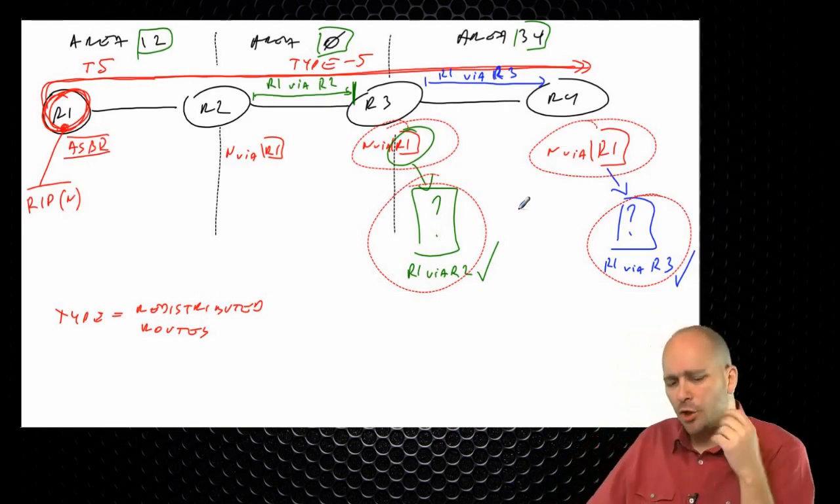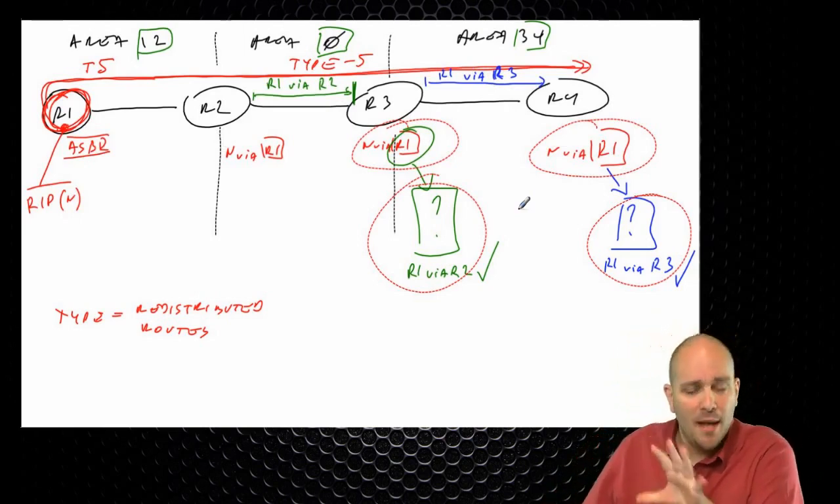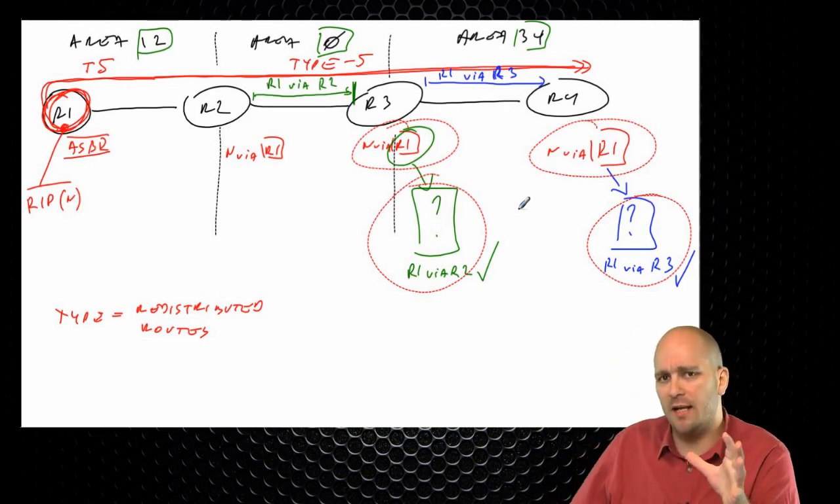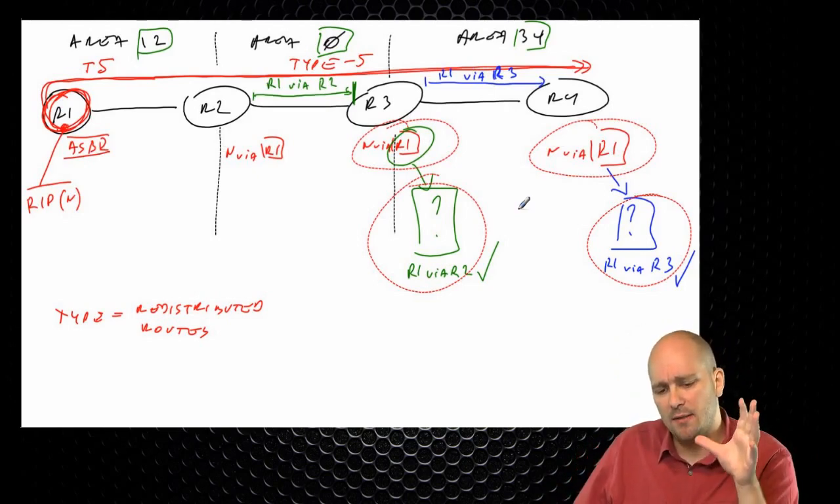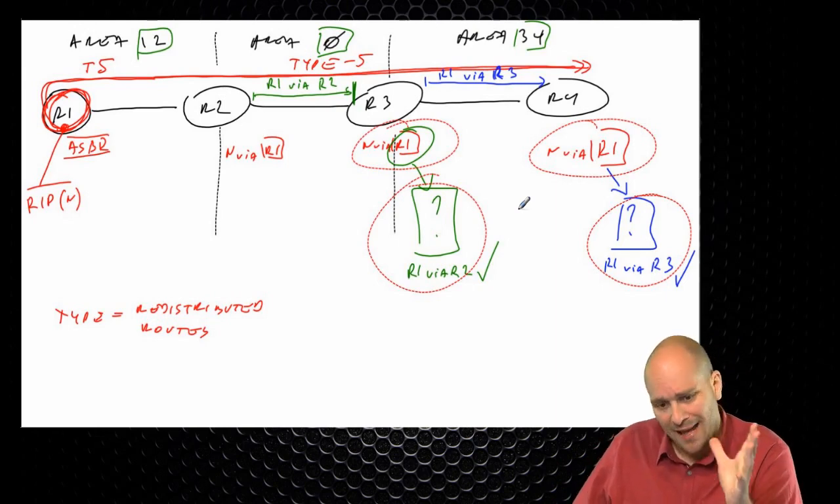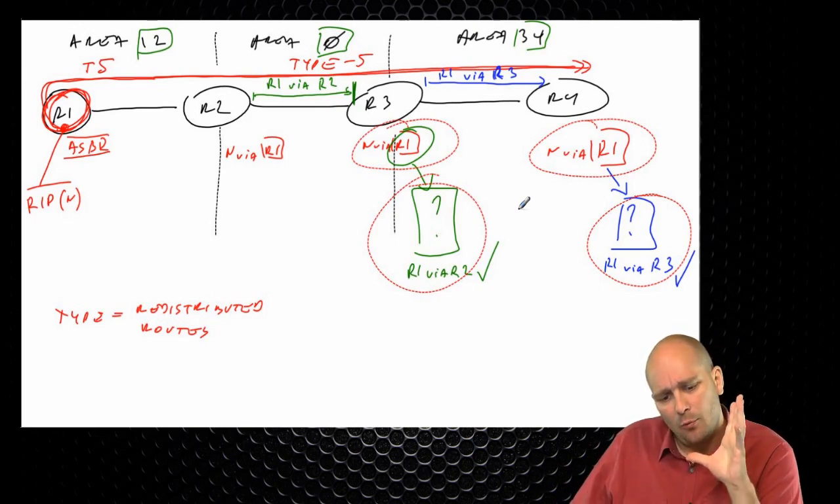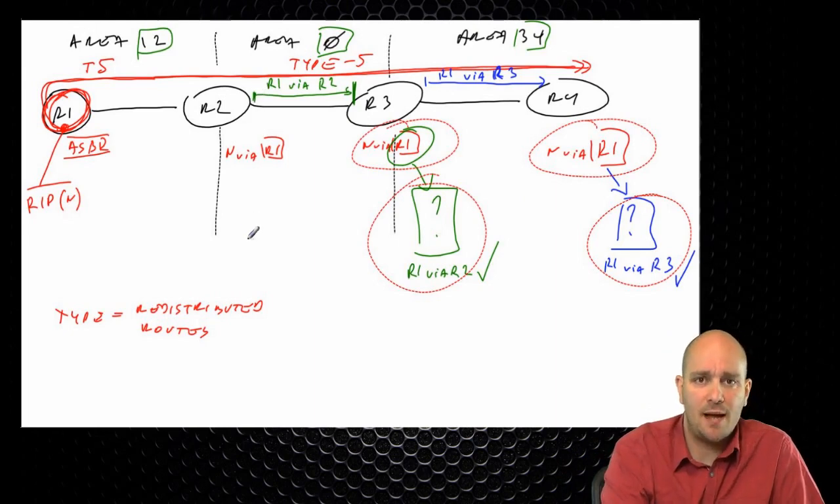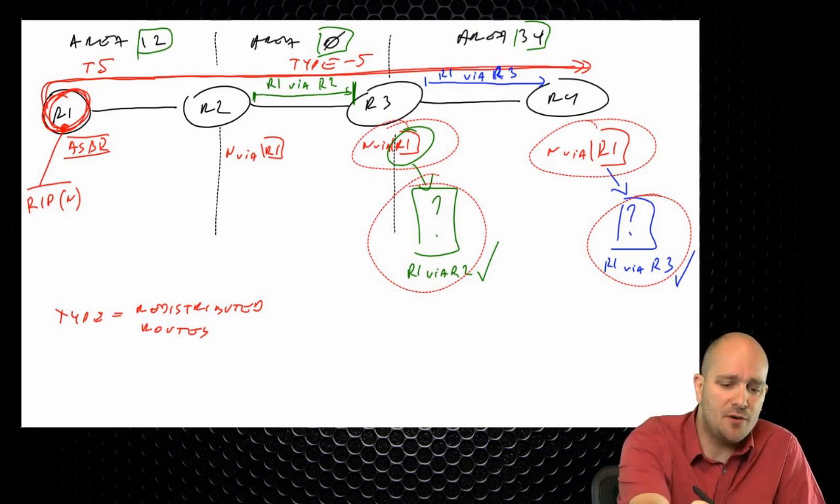Now, there are two questions here that I may need to answer. One question is, why on earth did they do it this way? And so what's the point of all this? And the second is, what triggers R2 to actually generate type 4 LSA? Let's first answer the first question.